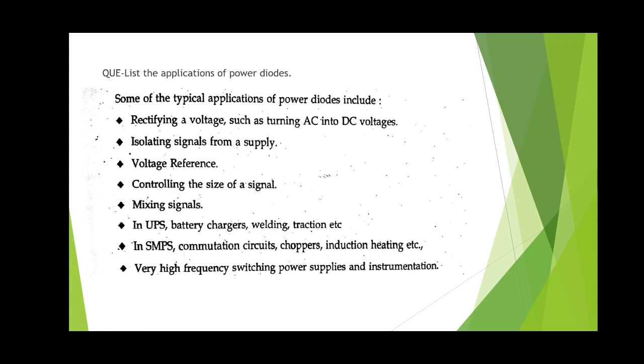These are used as voltage reference. These are used for controlling the sign of a signal. Power diodes are used to mix the signals. In UPS, battery chargers, welding and traction, power diodes are used. In the switched mode power supply, commutation circuits, choppers, induction heating, power diodes are used. Very high frequency switching power supplies and instrumentation use power diodes.